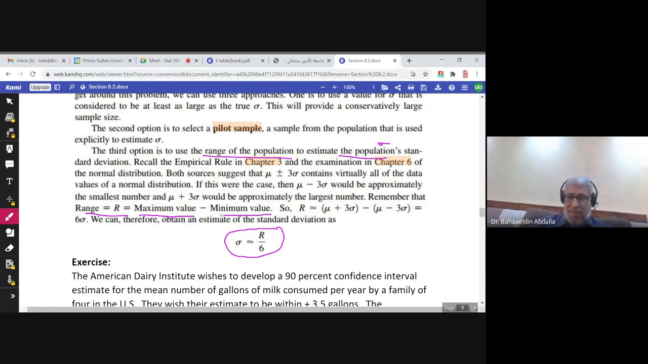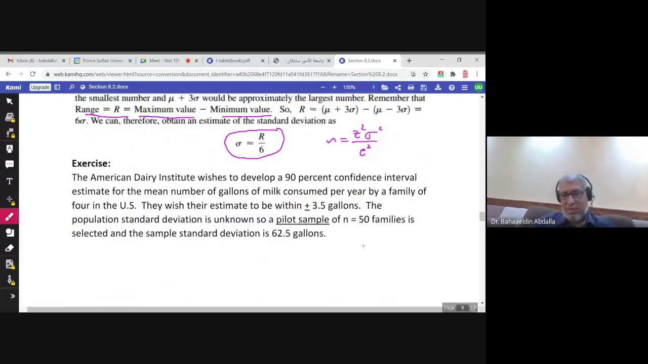So if you have the maximum and the minimum values, find sigma from this formula and use the formula again to find n. n is Z squared sigma squared over E squared. Let us solve some exercises. Look at this example. The American Dairy Institute wishes to develop a 90% confidence interval. So this is the confidence level. And from here, you can find Z either from the Z table or from the last row in the T table.